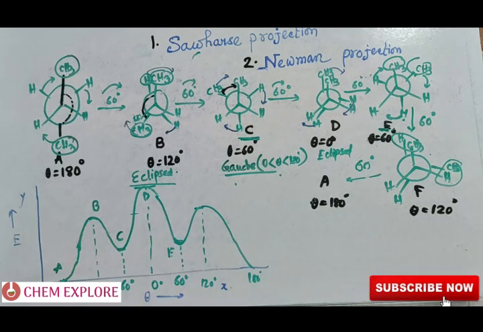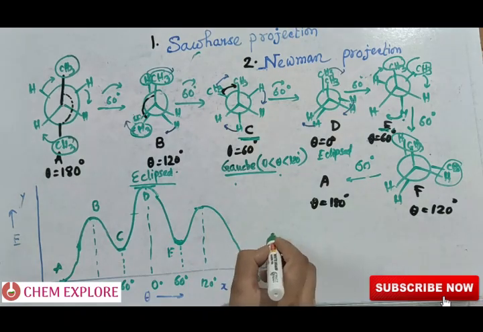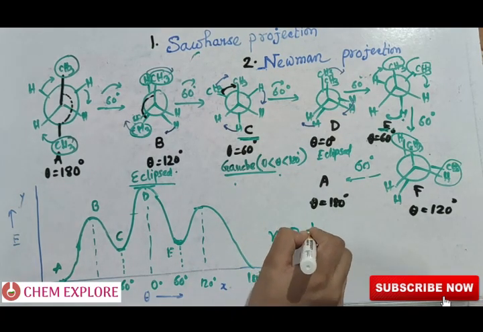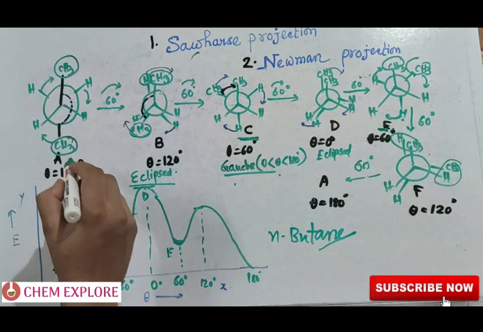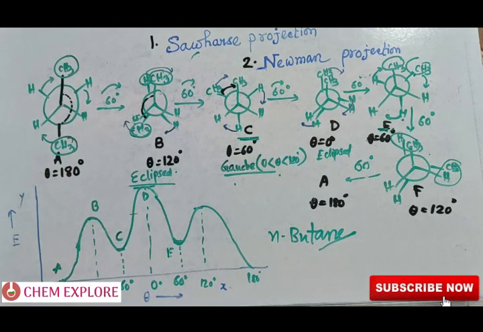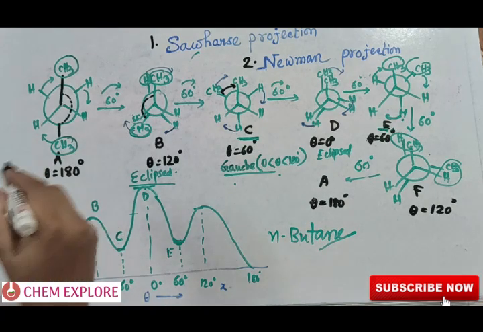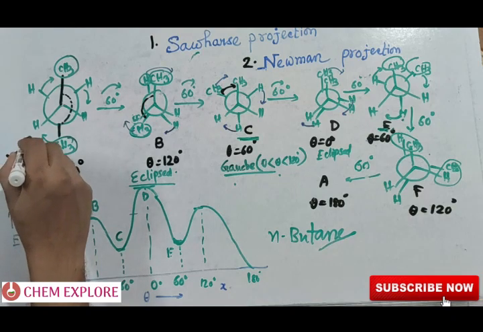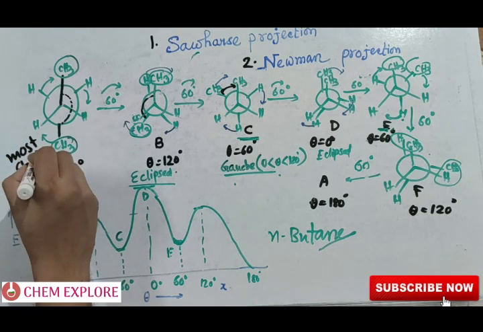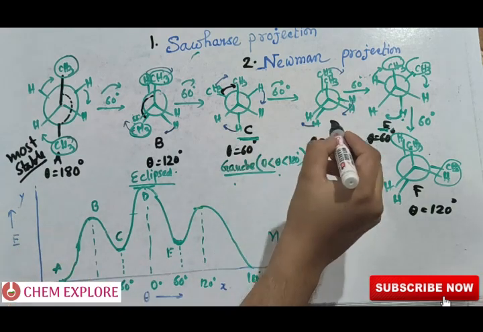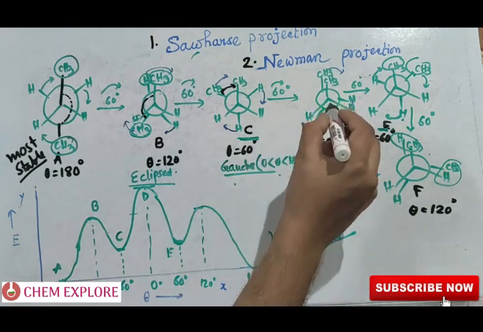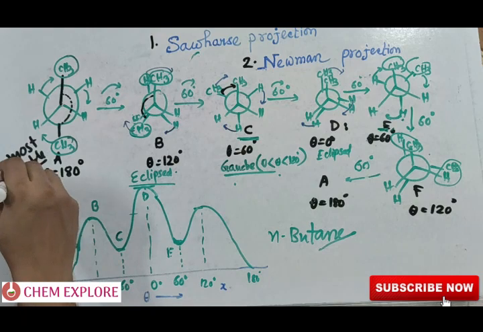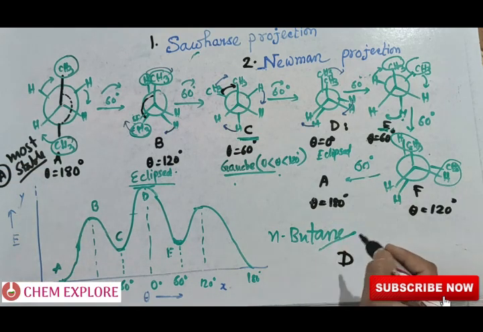So here, which one is the most stable conformation in the Newman projection for the n-butane system? This is the most stable conformation. As you can see, this one is the most stable. Okay, most stable. Which one is the least stable? So the least stable is this one. So A is the most stable, and D is the least stable.